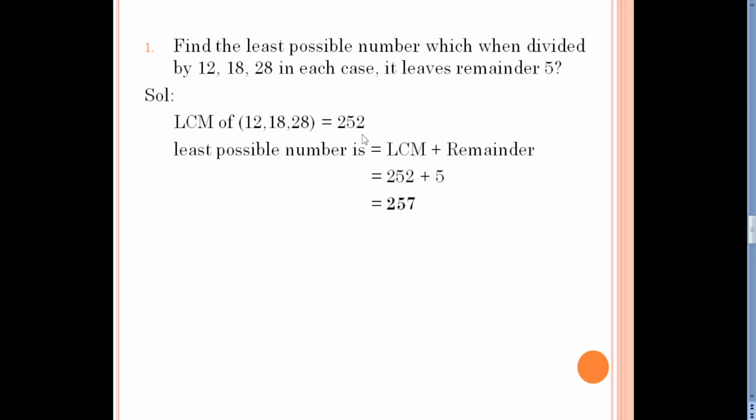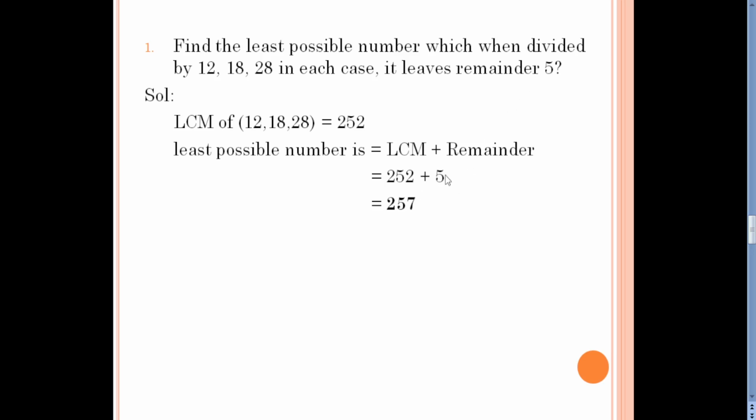Fine. So we have got 252. I haven't done any calculations. We have already seen what the factor method and division method are. Please try to do the calculations on your side and find the LCM. Next, the least possible number is LCM plus remainder. What is the LCM? 252, plus what is the remainder?